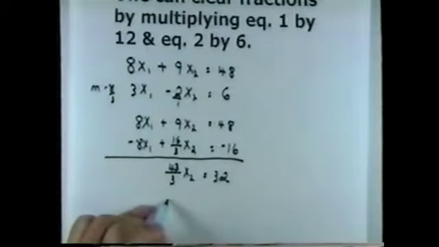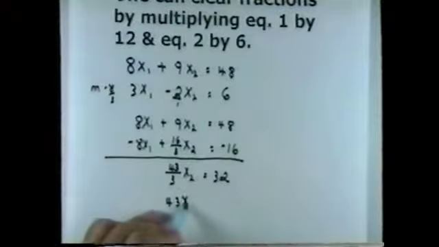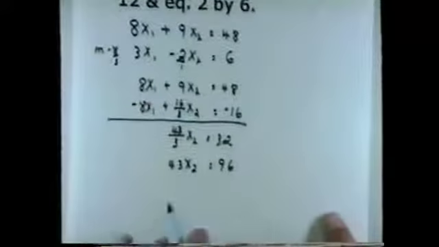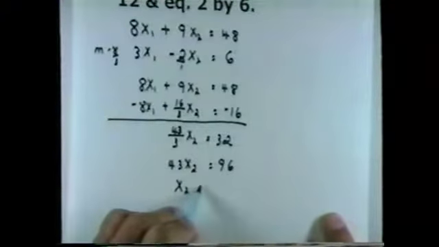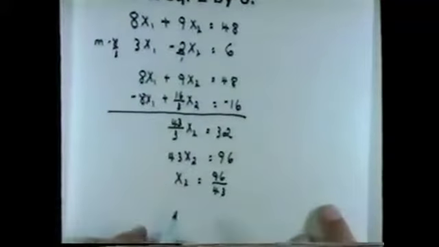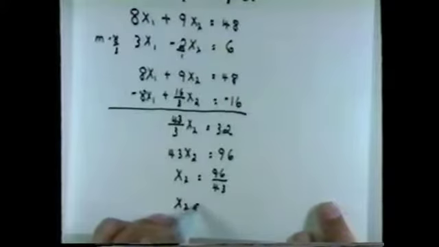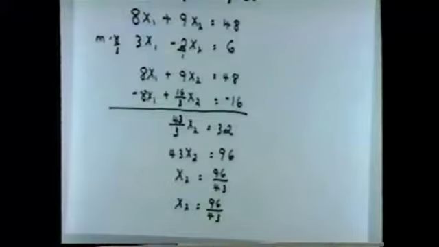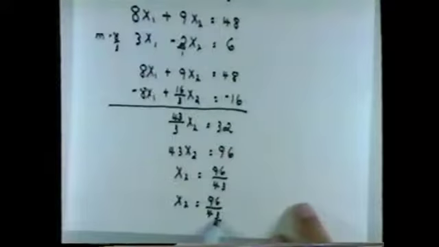Clearing fractions again, I get 43x2 is equal to 96. So x2 is equal to 96 43rds. That won't reduce, so I have to leave it as 96 43rds. I could change it to a mixed number and write it as 2 and 10 43rds, but I'll leave it in this form.